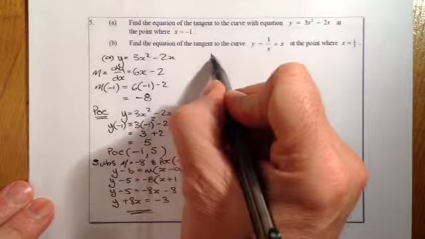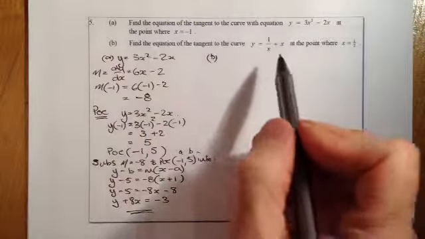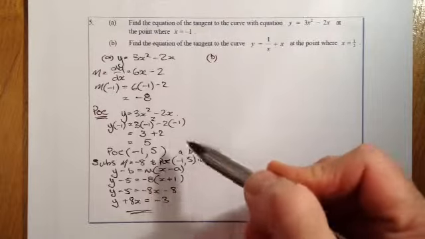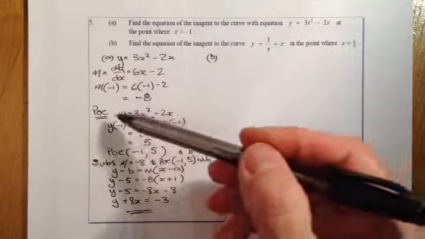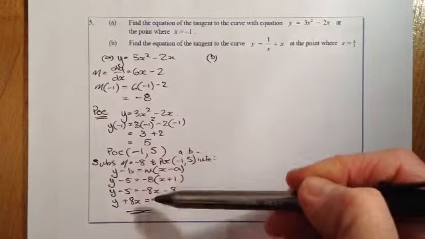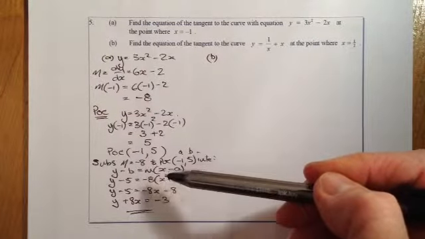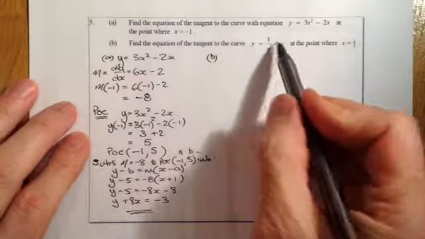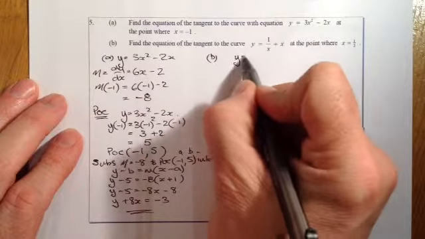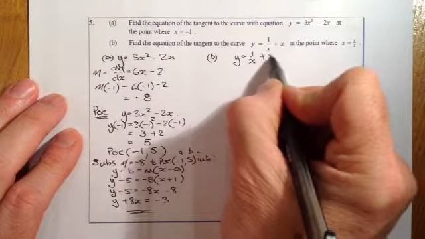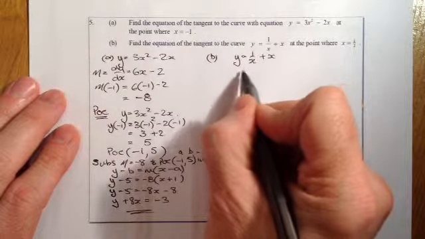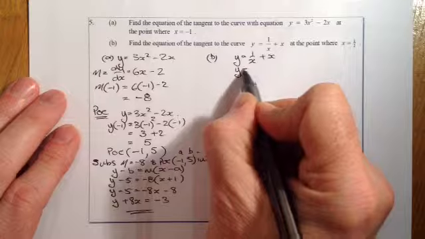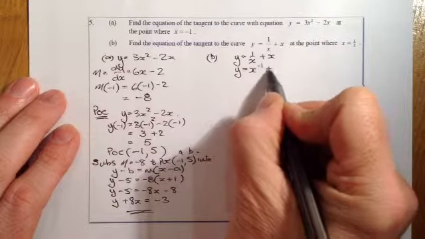Right, for part B, a more complex equation that I've got here. Same type of format I'm going to follow. I'm going to differentiate, get my gradient, find my point of contact, and substitute it into the equation of a straight line. So let's go for that one. I'll write down the equation. y is equal to 1 over x plus x. I'll have to prepare that, because I can't have x's on the bottom when I'm differentiating. So that's going to be x to the minus 1 plus x.